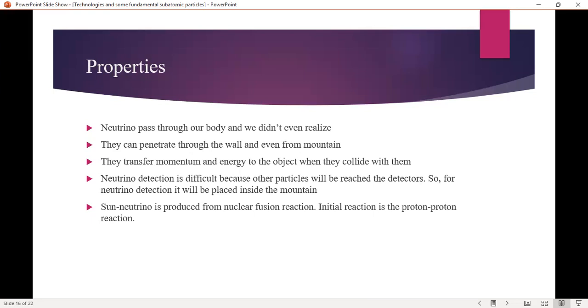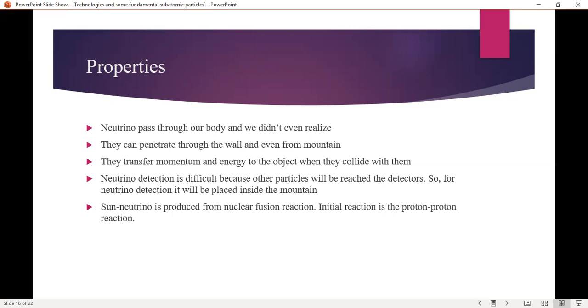Neutrino detection is very difficult because when we want to detect neutrino particles, many other particles will reach the detectors. So for the detection of neutrino particles, we have to place the detectors inside a mountain, because many other particles can't penetrate the mountain. That's why it is a better method to place them in the mountain.